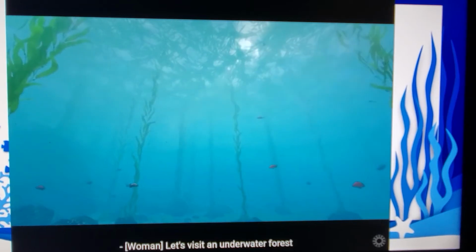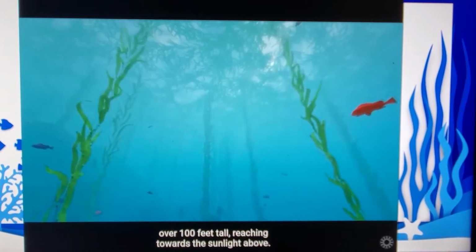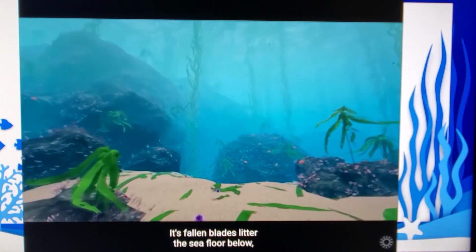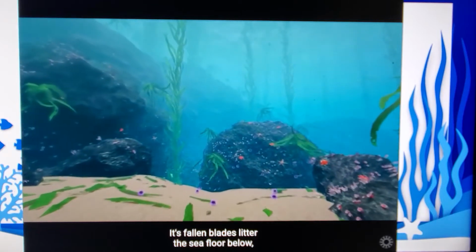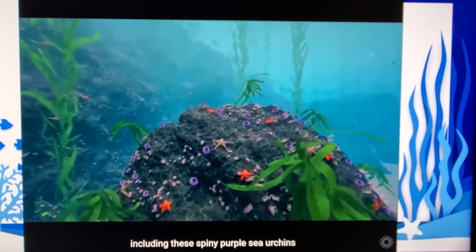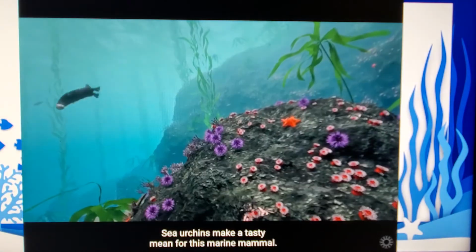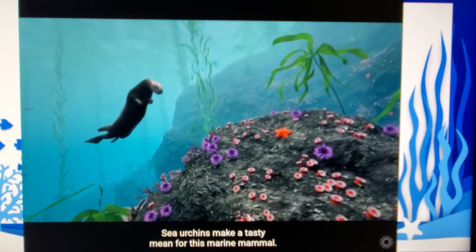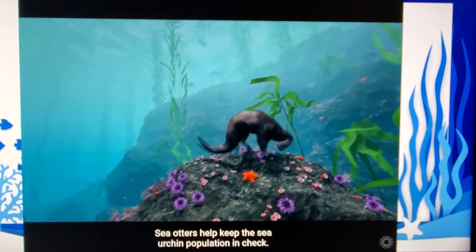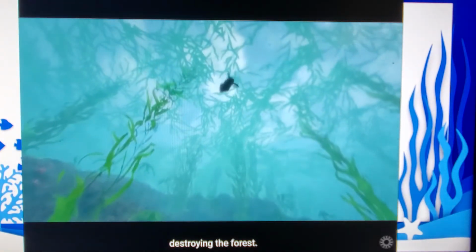Let's visit an underwater forest near Monterey, California, where kelp grows over 100 feet tall, reaching towards the sunlight above. Its fallen blades litter the seafloor below, providing nutrients for a host of creatures, including these spiny purple sea urchins, which move slowly in search of food. Sea urchins make a tasty meal for this marine mammal. Sea otters help keep the sea urchin population in check. Too many sea urchins will devour living kelp, destroying the forest.